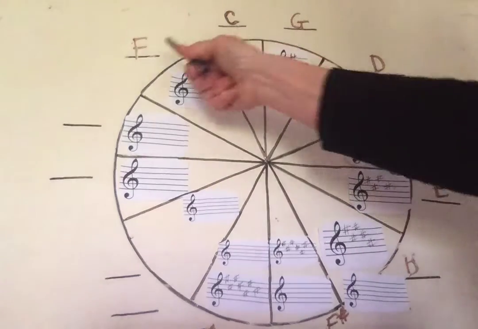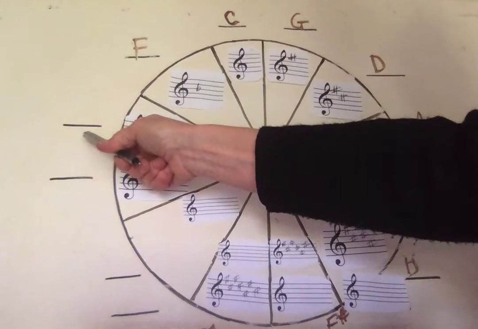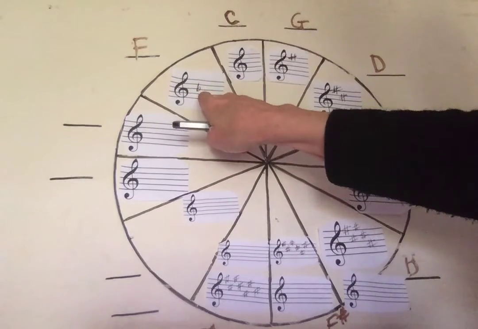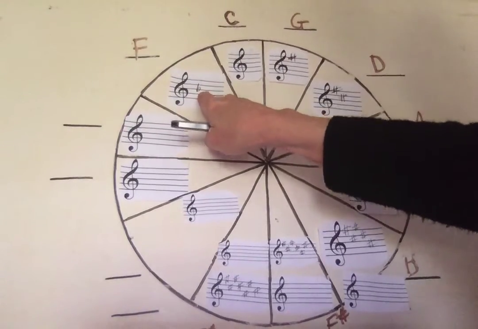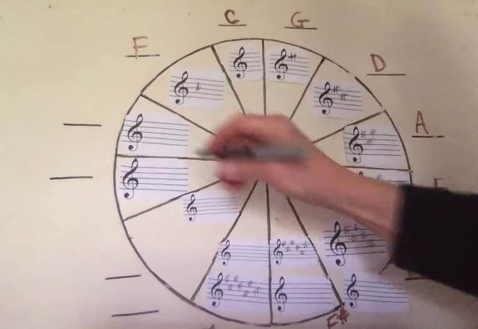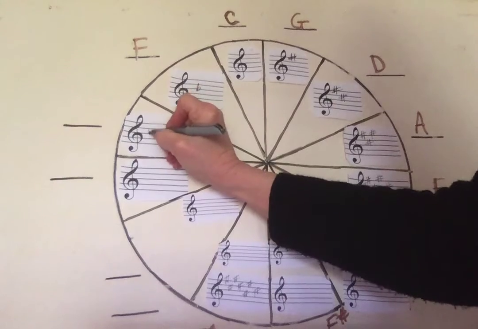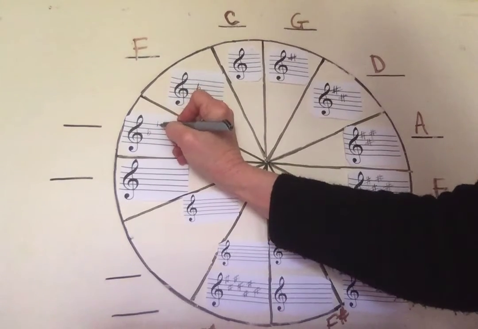Okay, from F, now remember we're going back, we're going to count our flats. What's the one with two flats? Okay, we go B, and what is a fifth below B flat? It is E flat, correct?